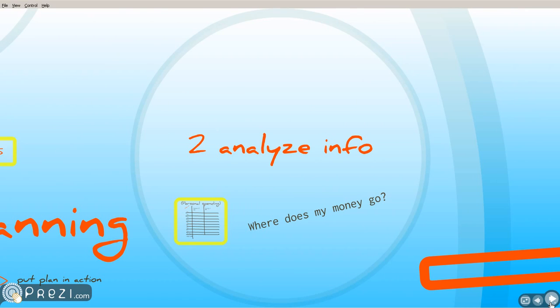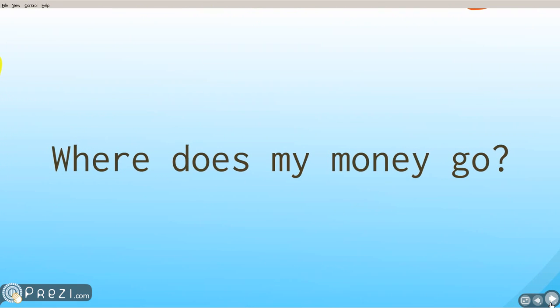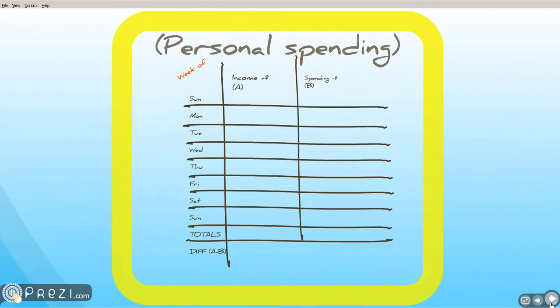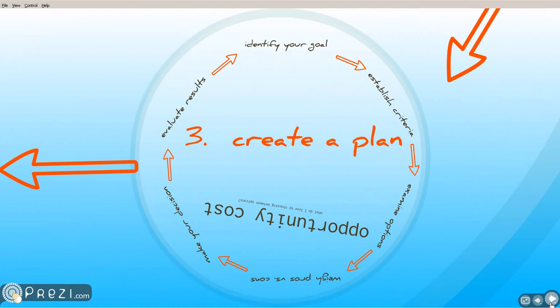So after you set these goals, let's analyze information. When financially planning, that information is going to be, where does my money go? And something that really helps with this is a personal spending log. In the classroom setting, we're going to go through this, but it's as simple as laying out the days of the week, the money's coming in and the money's going out. It seems very simple and seems like something we can do in our head, but sometimes it's really helpful to see that on paper. Something to think about.